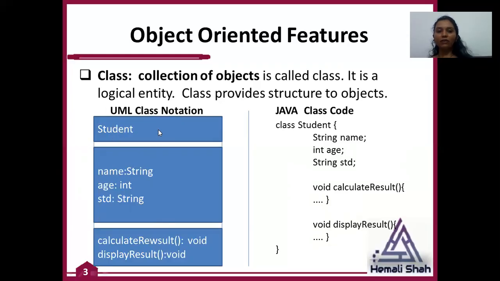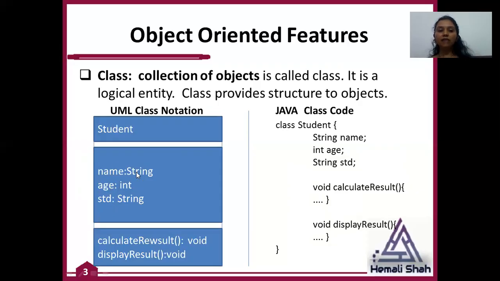It has one rectangle, and the rectangle has three parts. In the first part, we generally write the class name. The second part is used to represent the properties of the class. We can say the data members of the class, or the fields of the class, data fields.